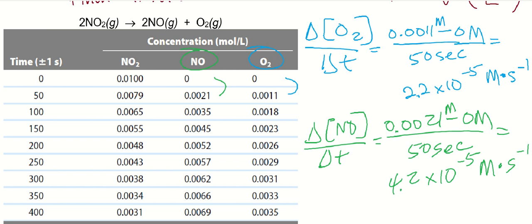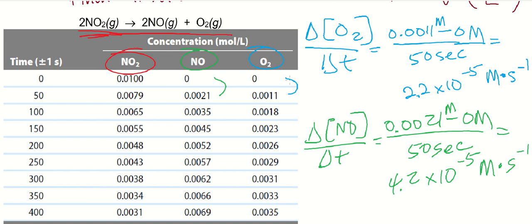All right, now try this last one without reaching for your calculator. Try to find the rate of disappearance, or the rate that NO2 is being used up. Try to do this last one just intuitively, based off of what you know about the rates of the products.